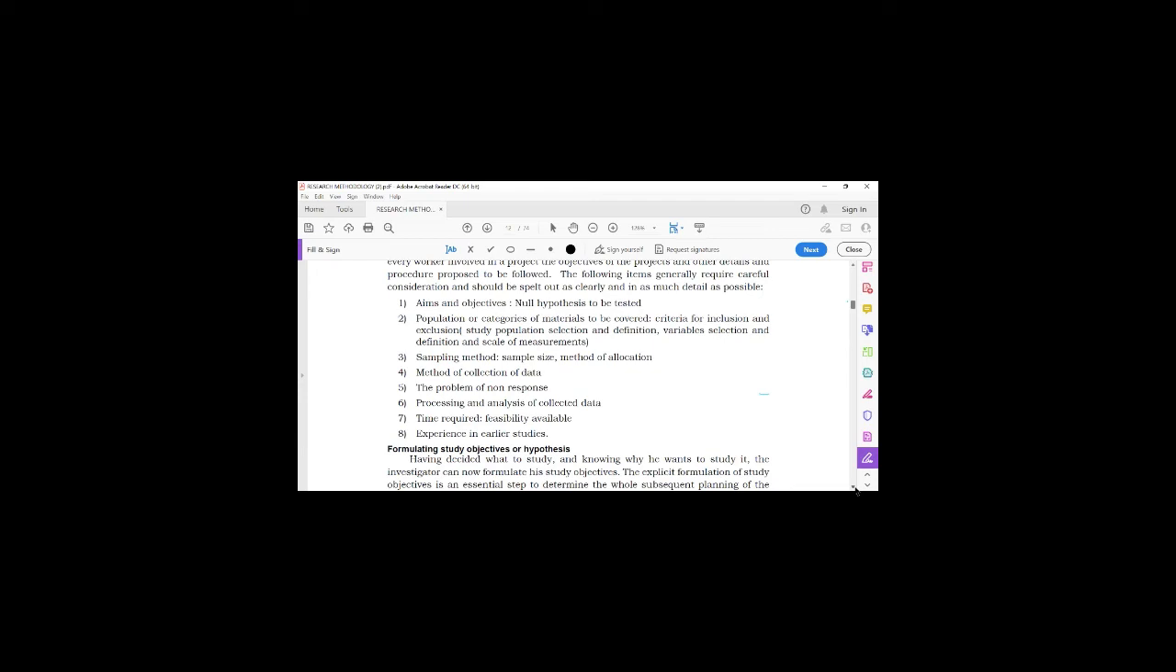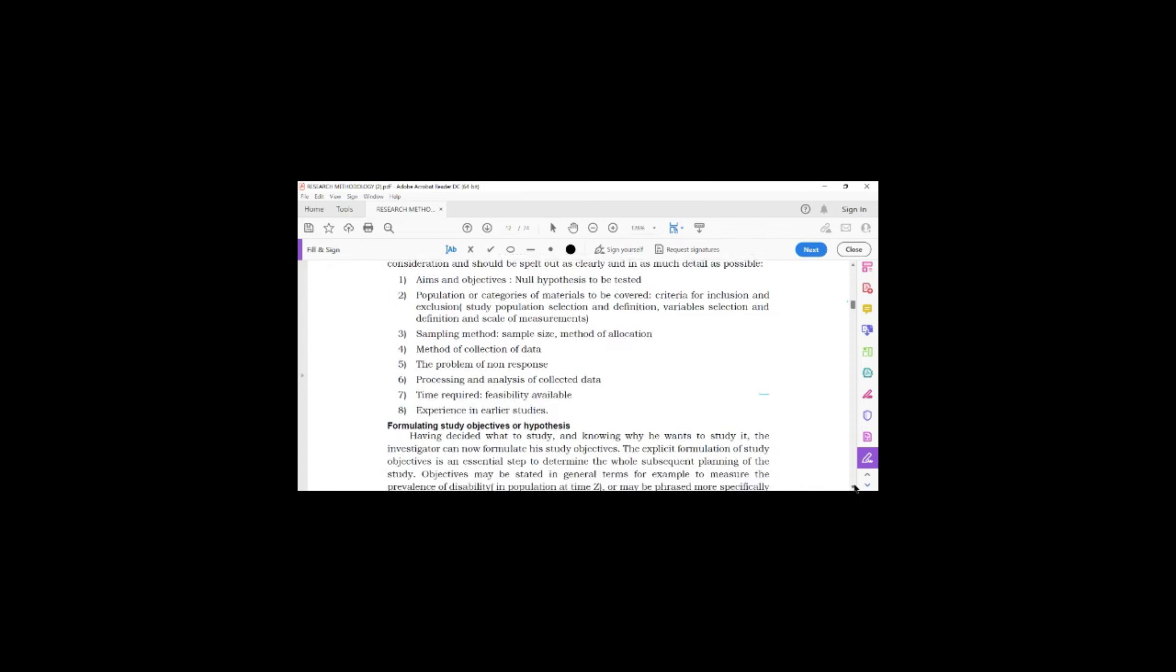Then what is the process and analysis of collected data? How much time is it going to require? You really need also to see the feasibility of the study, and what are the experiences from the earlier studies. Yes, is it clear? Are these points clear to everyone? Any doubt?